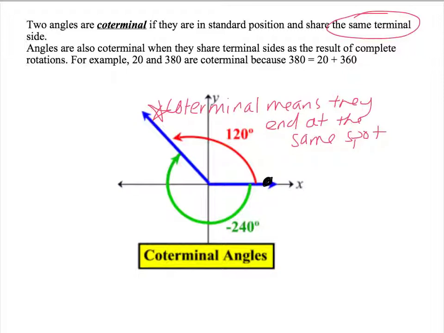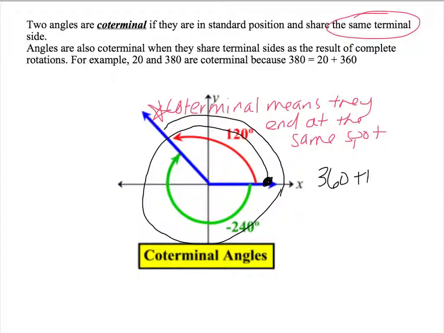That's my initial side. And I'm going to go all the way around the circle. How many degrees is that? 360. And keep going 120. Did I get to the same spot? Yeah. So let's say 360 plus 120 equals what? 480 degrees. So 480 is coterminal with 120 because it ended in the same spot.